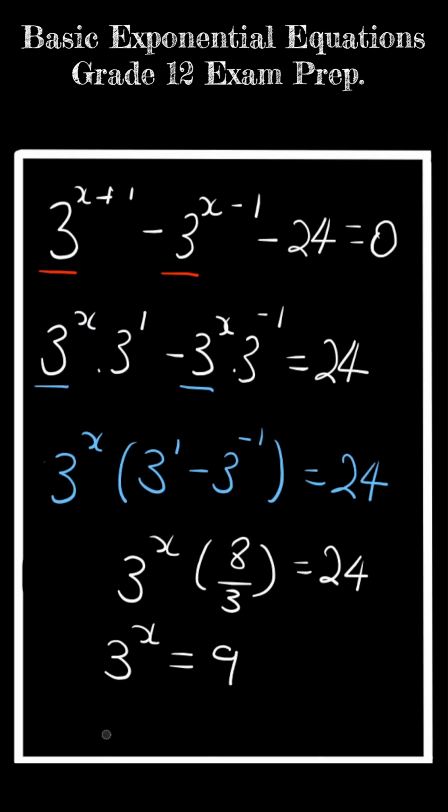And we know that 9 can also be written as 3 to the power of 2, so 3 to the power of x is equal to 3 to the power of 2. So therefore x is equal to 2. That's the value of x.